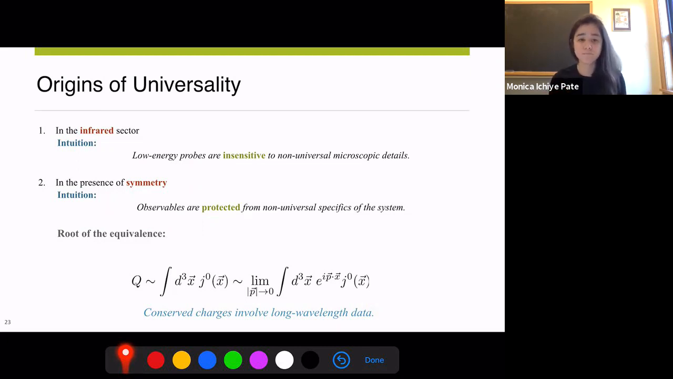Now, there's no general reason why universality in the infrared is or should be equivalent to universality due to symmetry. So in order to understand how these ideas might apply more generally, it helps to uncover the root of the equivalence. One way to understand it is as follows. Suppose you have a conserved charge that generates a continuous symmetry. Well, then you can write it as a spatial integral of the zero component of the Noether current. If you interpret this integral as a Fourier transform, then you notice that the charge is really picking out the long wavelength data of the current density. So, morally, the root of the equivalence is that conserved charges are telling us about long wavelength data.